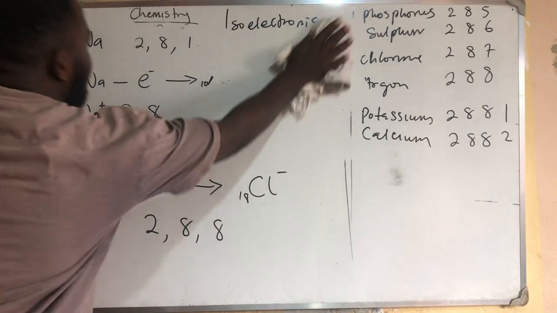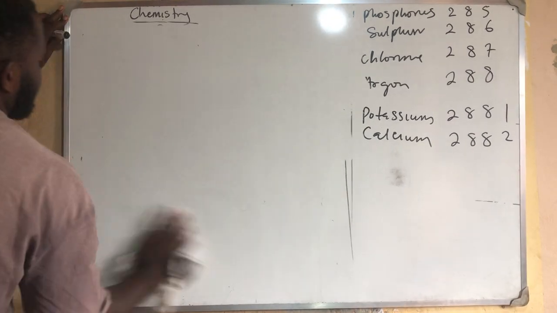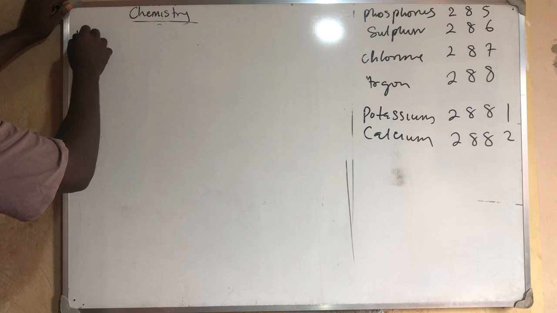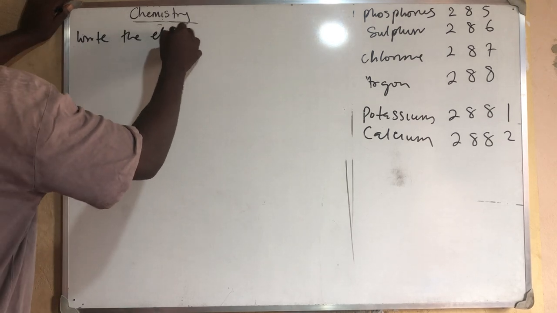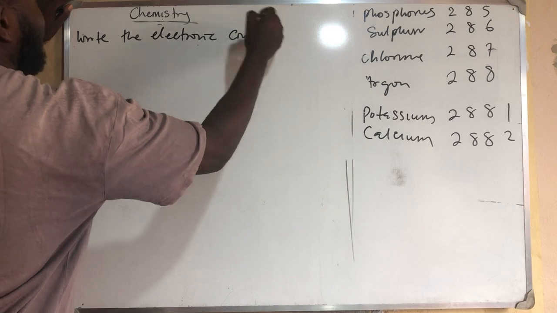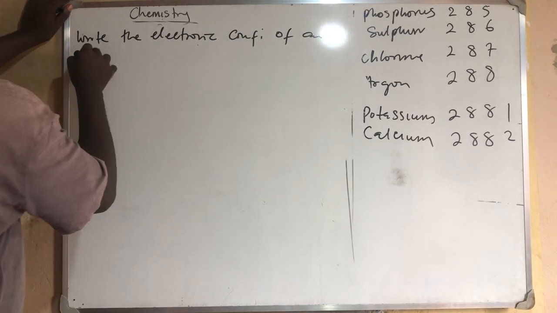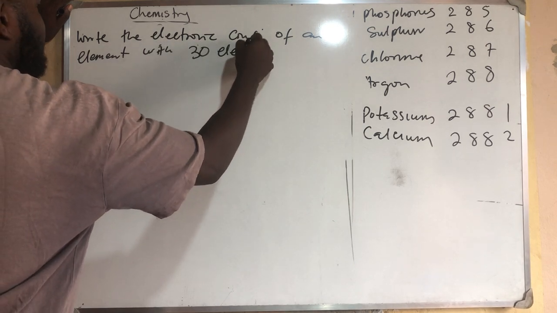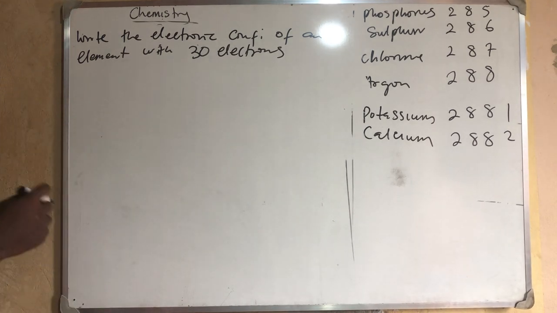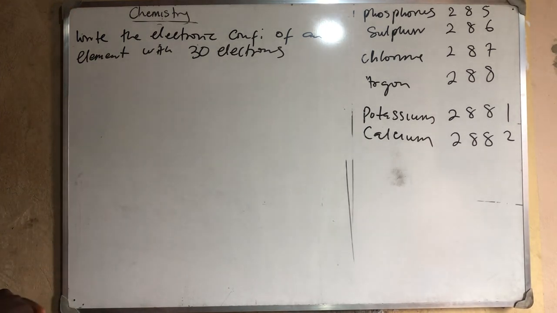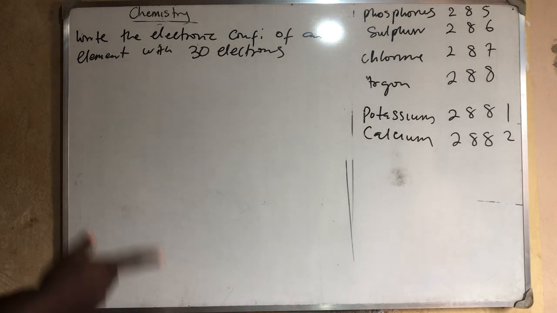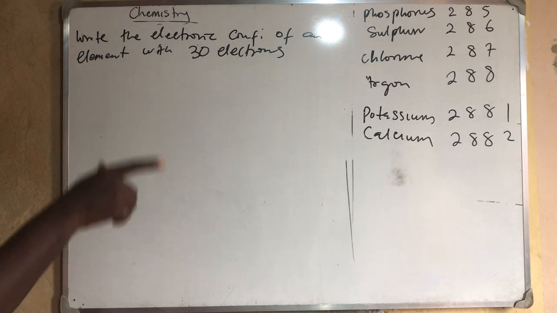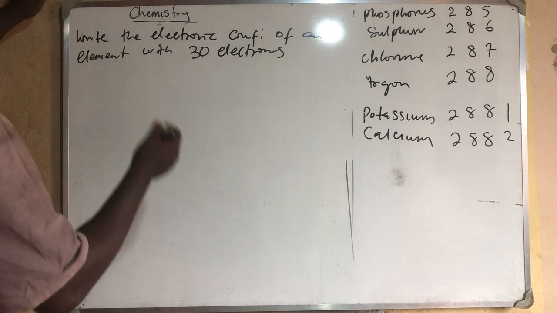So let's do another one. Write the electronic configuration of an element with maybe 30 electrons. Don't forget I told you that once it passes the first 20 elements, please use the SPDF notation. It will be easier for you to determine. I will teach you that now rather than using this one, which sometimes confuses. If it's the first 20 elements, you can use this, but let's just use it.